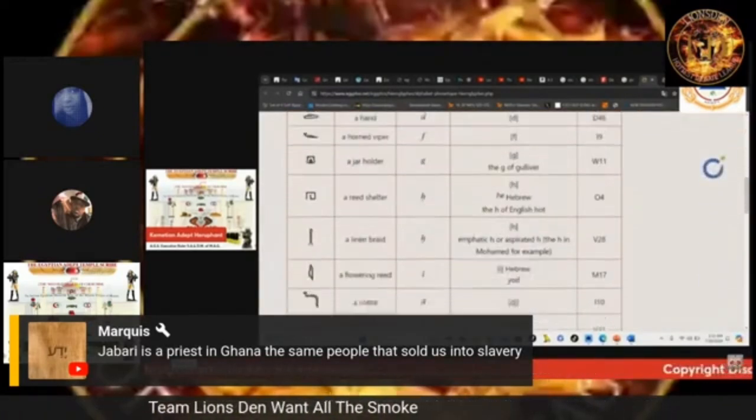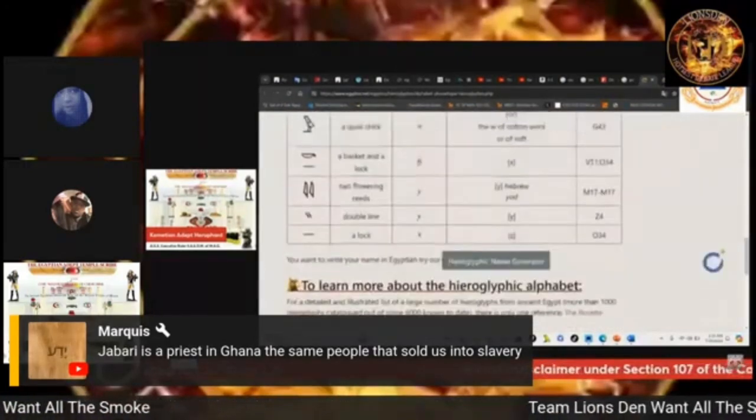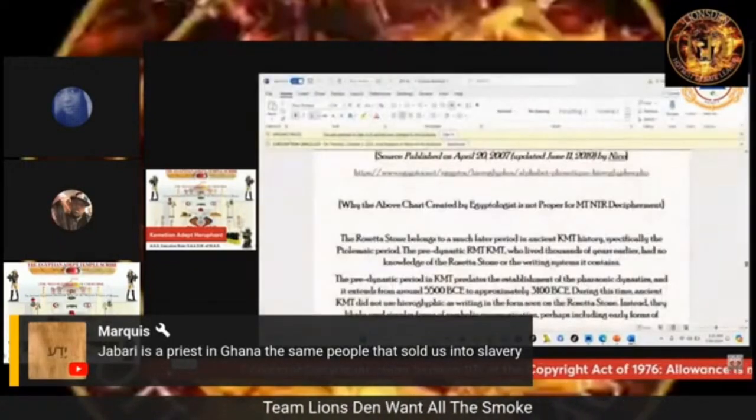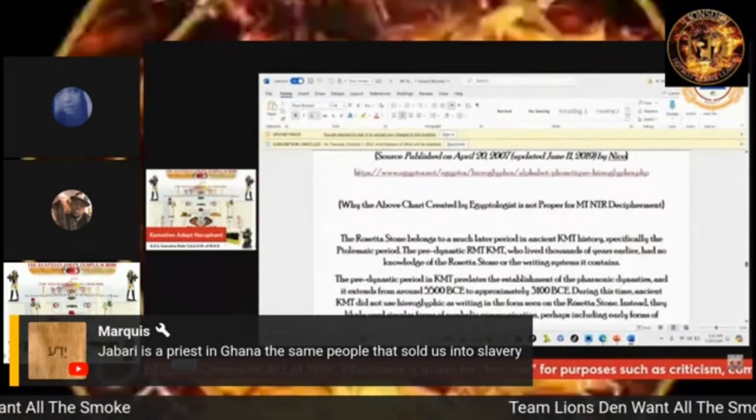So this is the same list that I have in my book. You know what I mean? Alphabet chart. This is it right here. So I got it in there. Notice I clicked the link and it went right to it. So I'm going to give you some of what I'm getting at, so y'all can see how hard I'm coming.